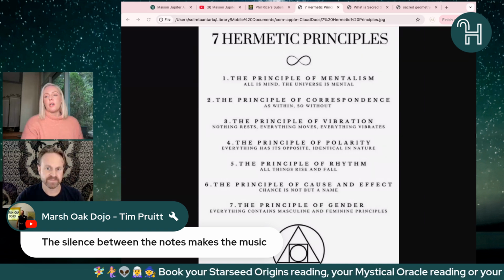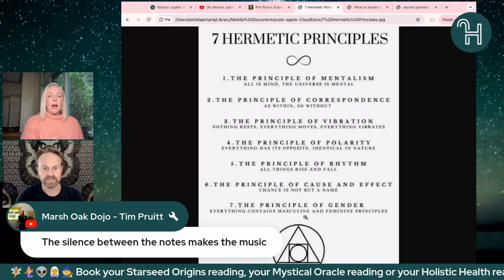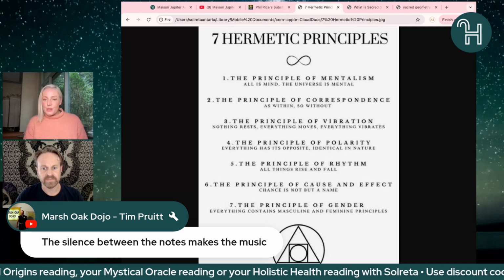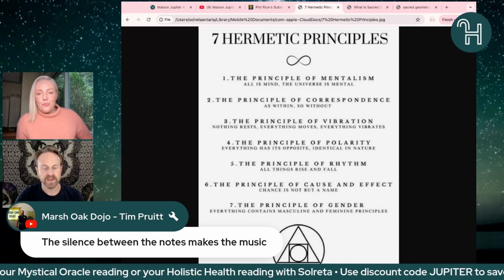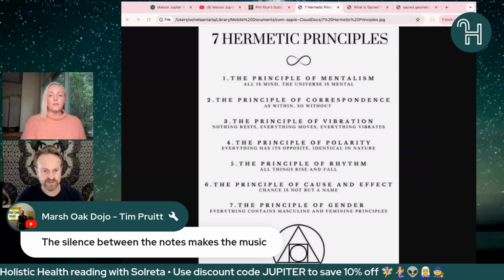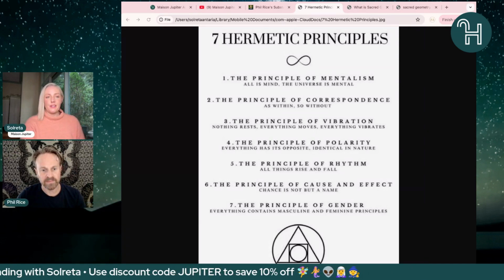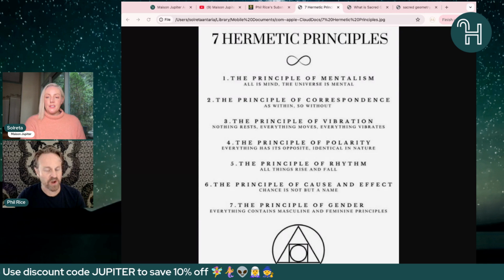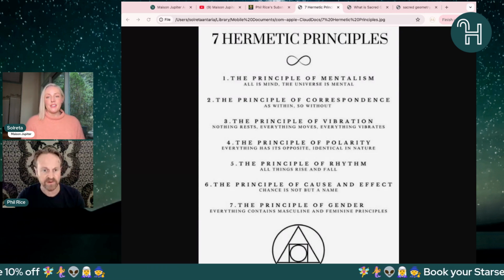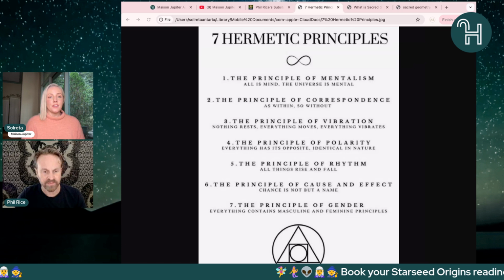So this is a way that we can look at it from that essence. Number 6, the principle of cause and effect. Change is not but a name. Just quickly on the rhythm thing, establishing healthy rhythms in your life is a very good practice, because you're essentially setting up good code, good programs, good things that lead to good things. So absolutely a great way of making it immediately useful.